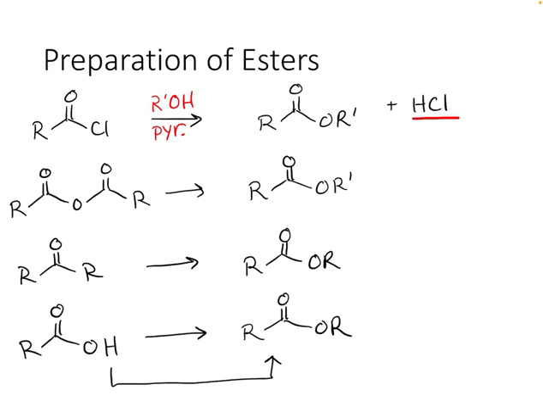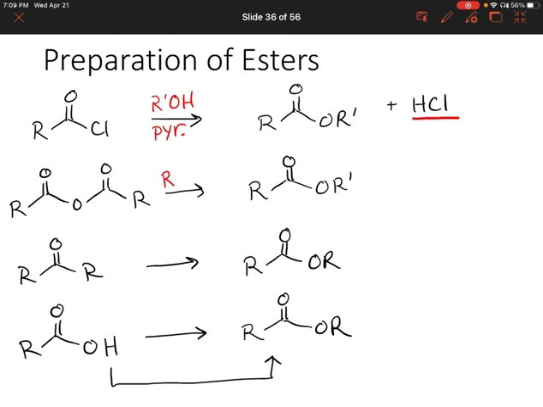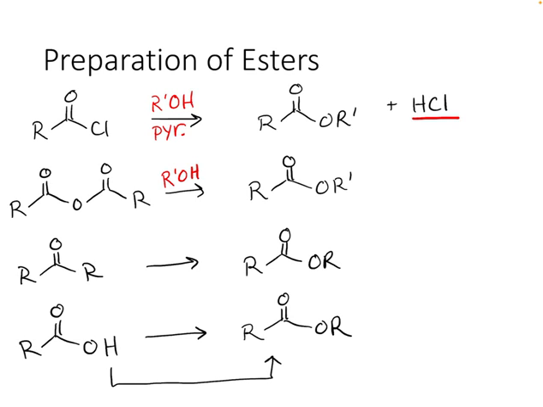What about our anhydride? How would we create an ester from that? Also with an alcohol. Now our byproduct here would be acetic acid, which isn't as strong as hydrochloric acid. So we don't have to worry about it as much, so we don't really need pyridine for that second reaction there. What about our ketone? How do we turn that into an ester?